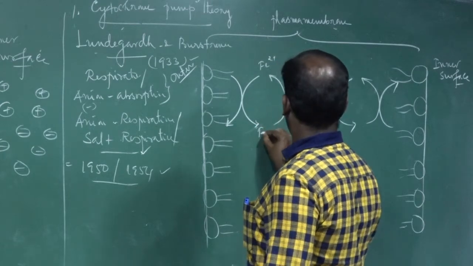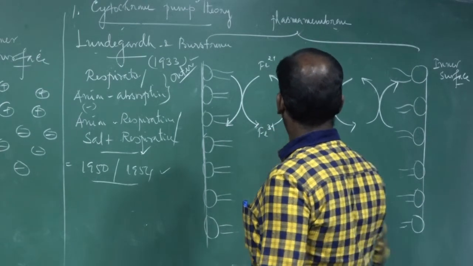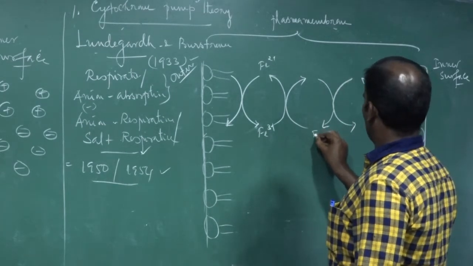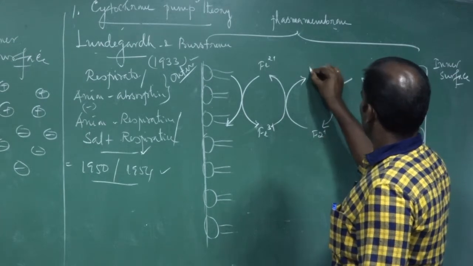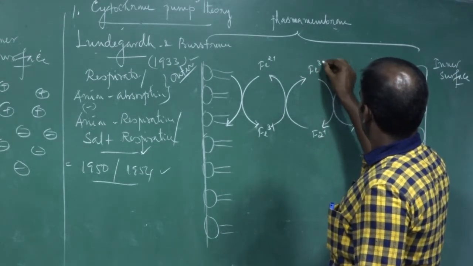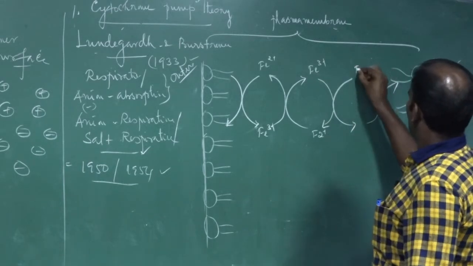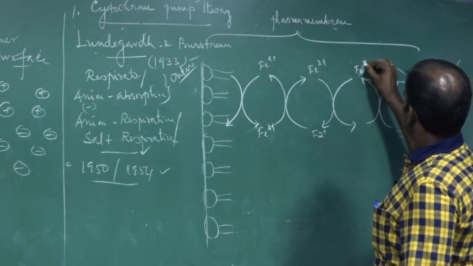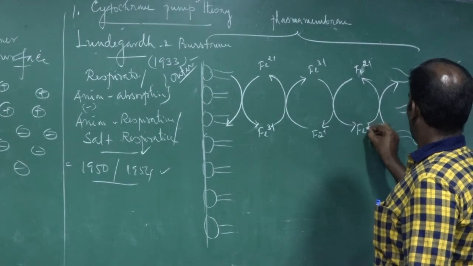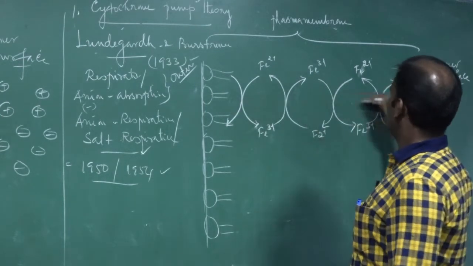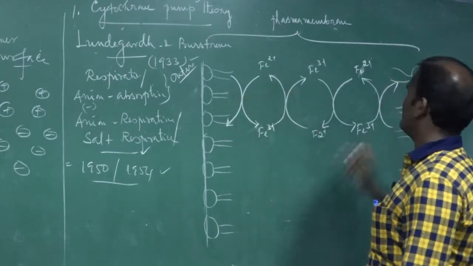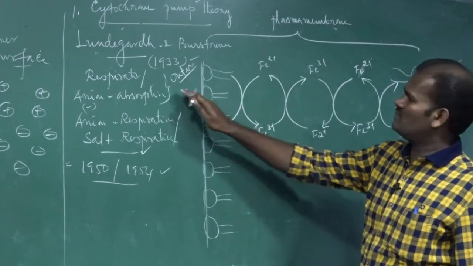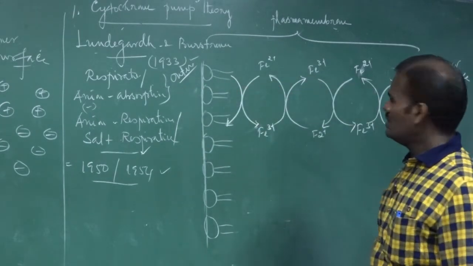Fe2+ is reduced into Fe3+. So these are the various electron carriers arranged in the inner membrane. They act as carrier molecules to pick up the anions and the cations from the outer surface to the inner surface.